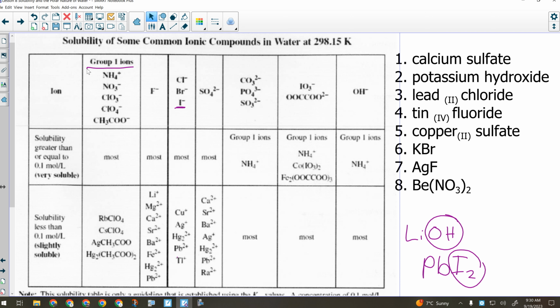Okay, try these 8. Write them down, and using your chart, write S or NS next to them, soluble or not soluble. We'll go through those in a couple minutes.